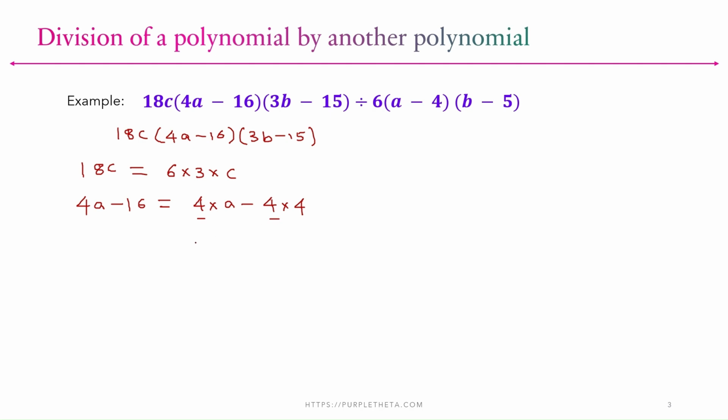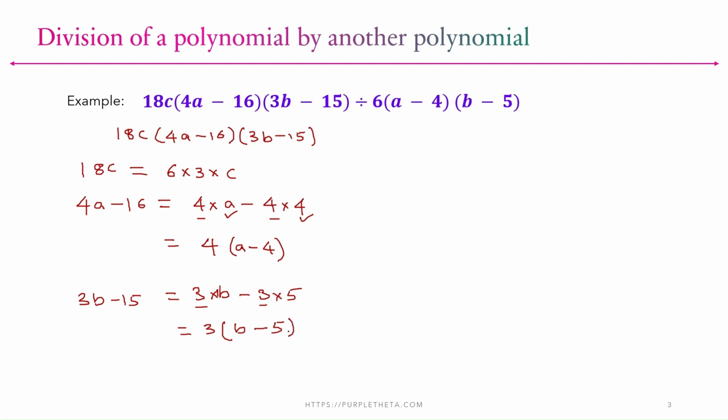Taking out 4 we get 4 times the bracket a minus 4. This a and this 4 are in the bracket. Now let us factorize 3b minus 15. 3b is written as 3 multiplied by b, and 15 is written as 3 multiplied by 5. In this case, we see that 3 is common in both the terms. So I will take 3 out, and in the bracket we have b from the first term minus 5 from the second term.